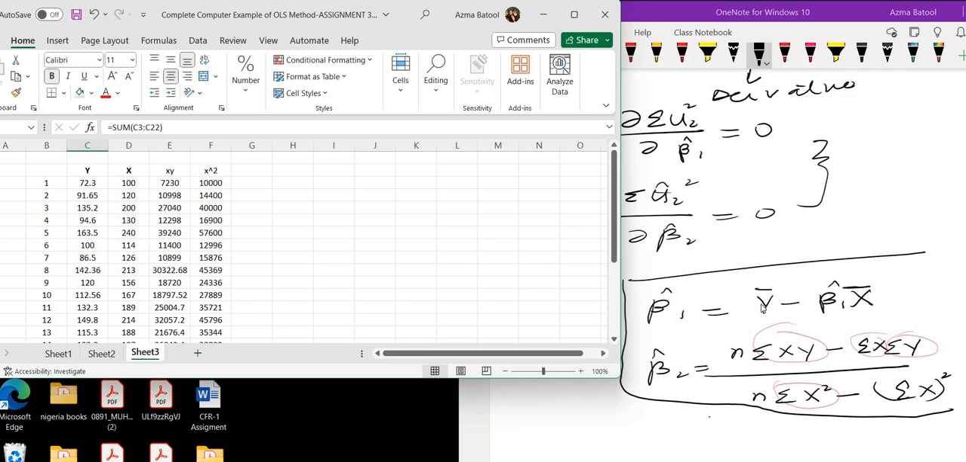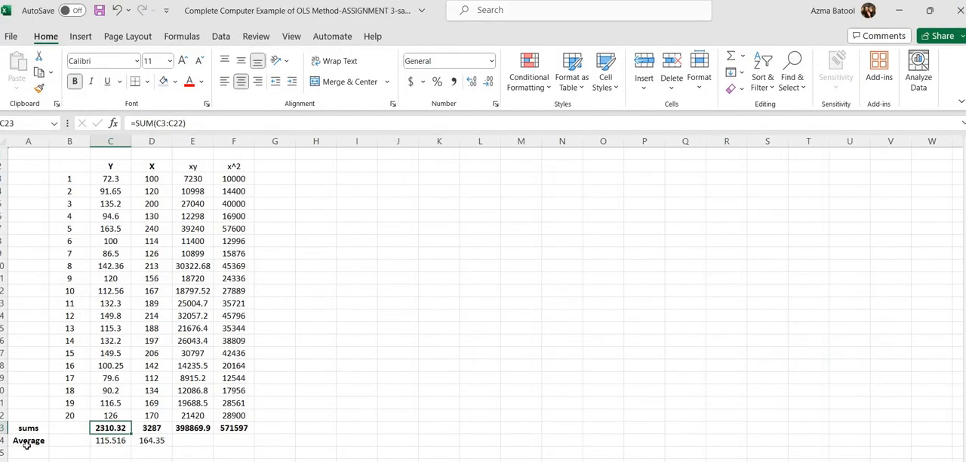But look at beta 1 hat, it requires y bar and x bar too. So we will also calculate y bar, which is the average. How to calculate it? If we are calculating the average of y, this is summation y over n. So look at this formula. Can you see that? This is C23 over 20. What does it mean? C23 is the sum, and then we divide it by 20, and then we copied this formula over here, and we got the average of x bar, x series 2. So this is what we have done earlier.